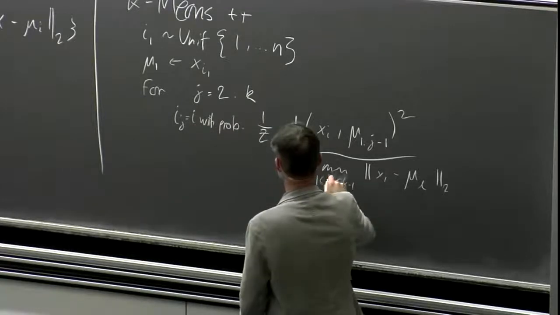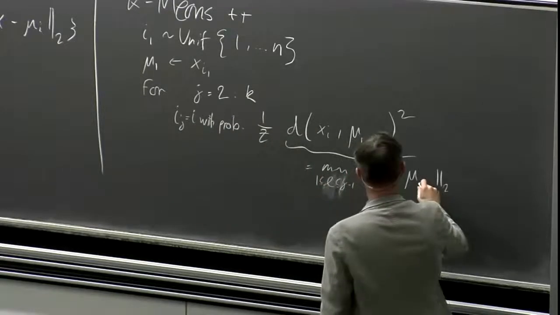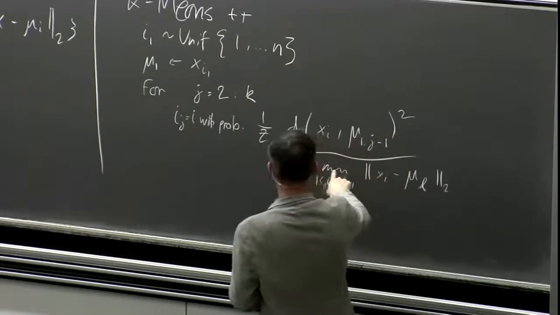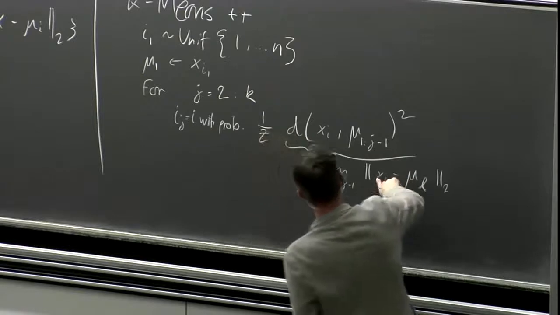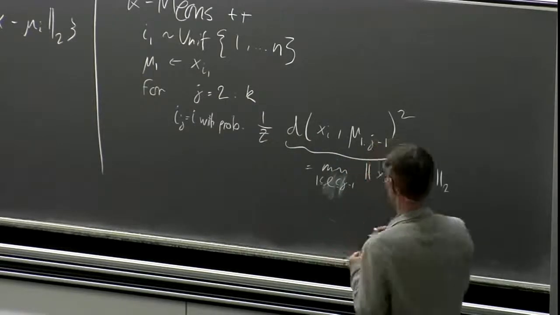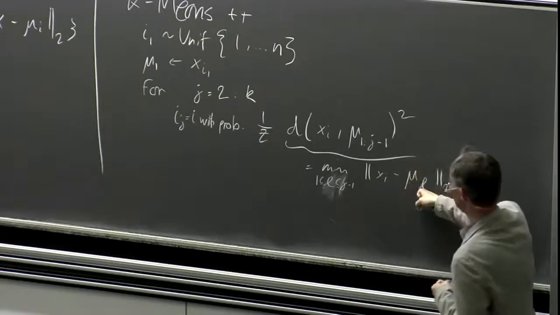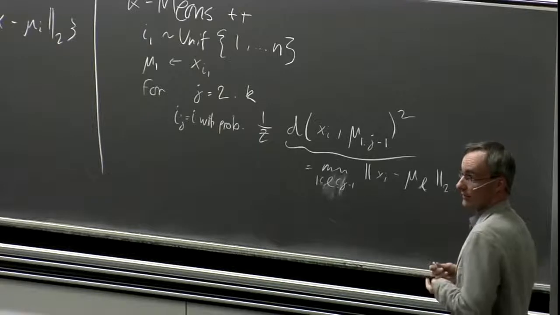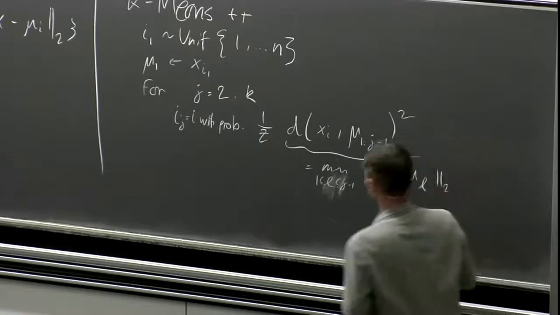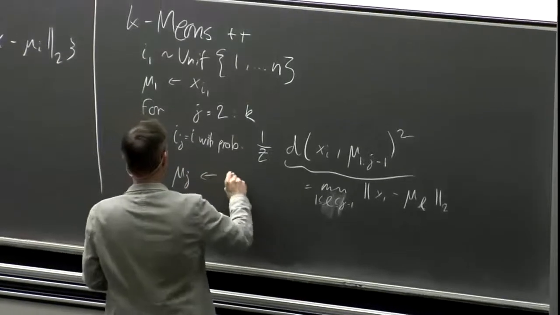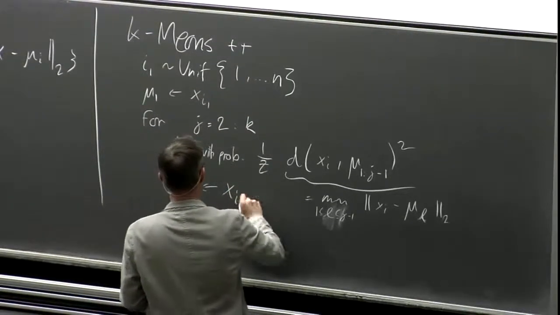Oh, so this is 1 less than or equal to l. So this is an l, right? Just an index. So this is basically the minimum, the closest distance between x_i and any of the centers that you've picked so far. Okay, so this is the norm of x_i minus mu_l, the Euclidean distance. Okay, and then we'll just set mu_j to be x_{i_j}.